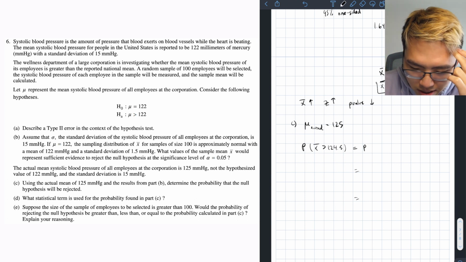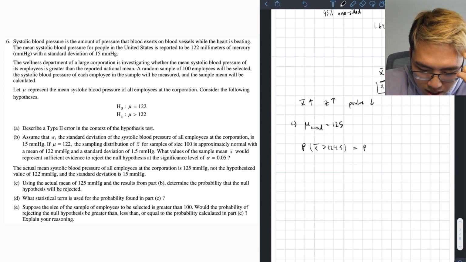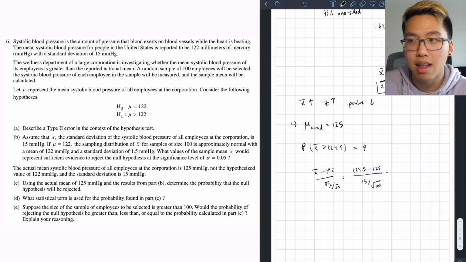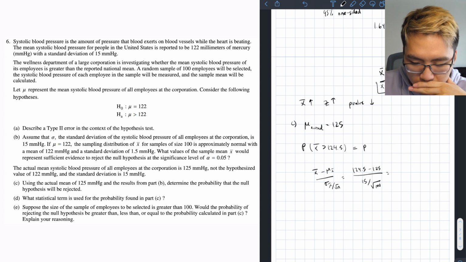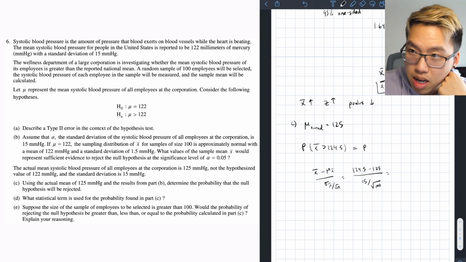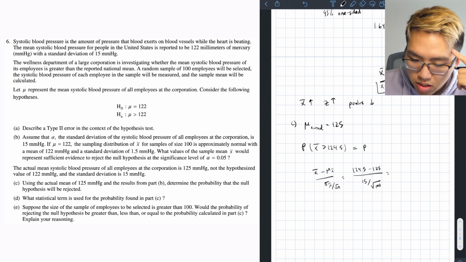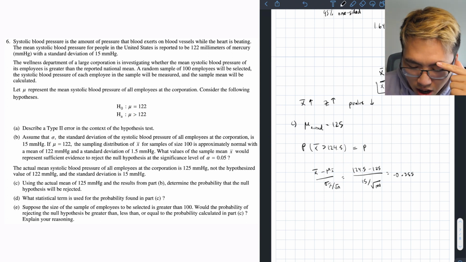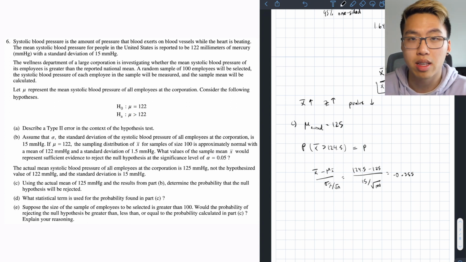I'm just going to write some stuff on the side here. I think we have to update our value. So that's going to be 124.5 minus 125 all over 15 divided by the square root of 100. Some math is done, and then we get negative 0.355. So this value is our updated value now to reject the null. It's updated because we have this new population mean.